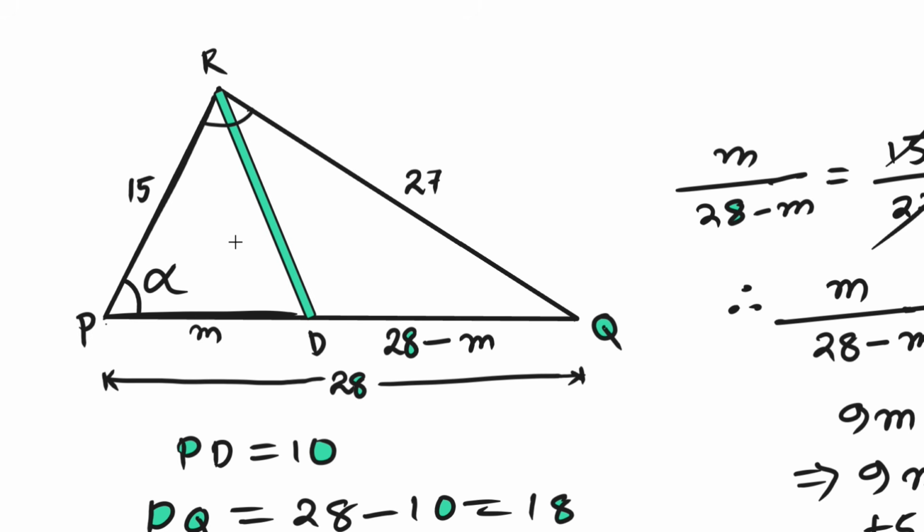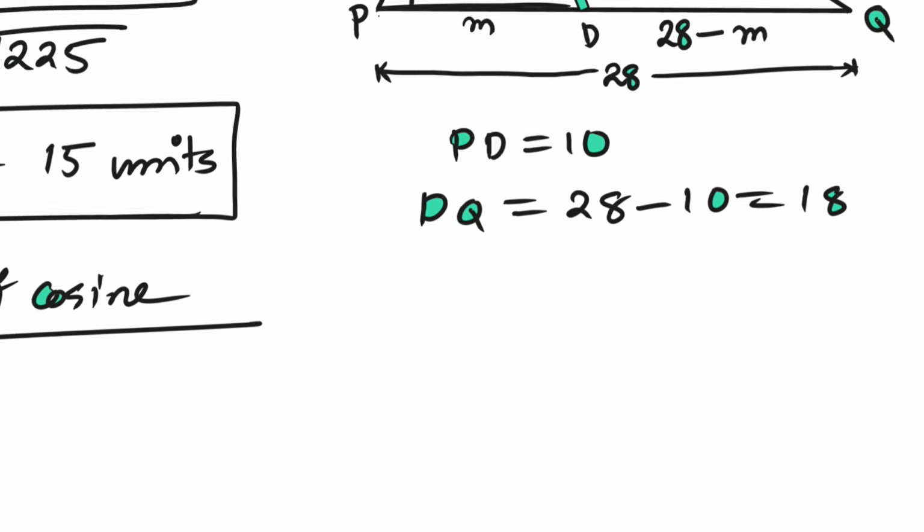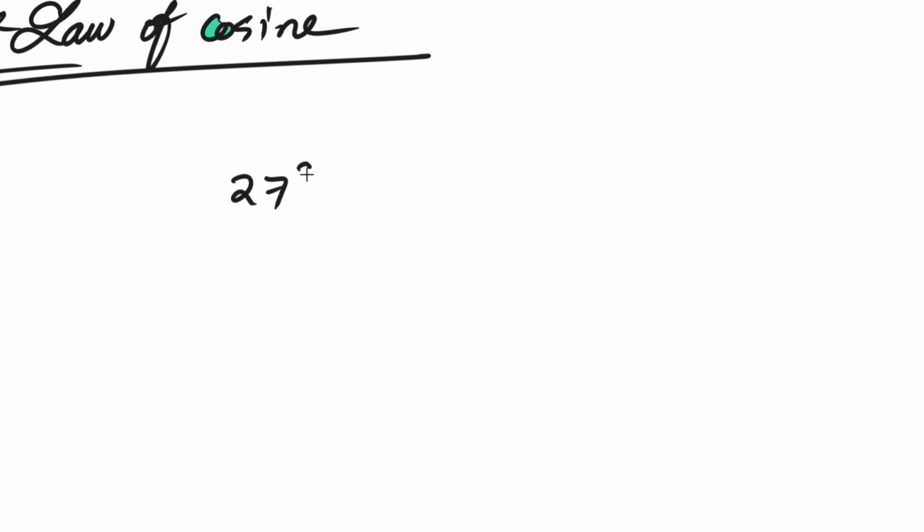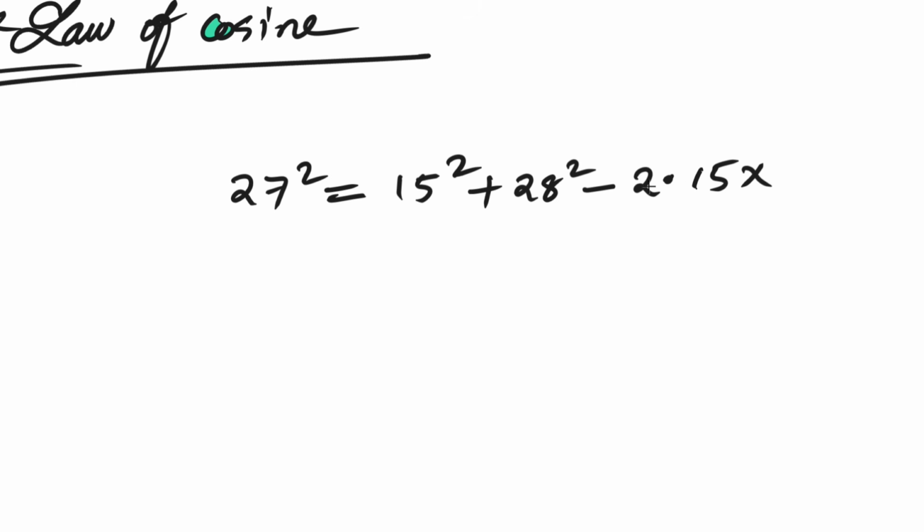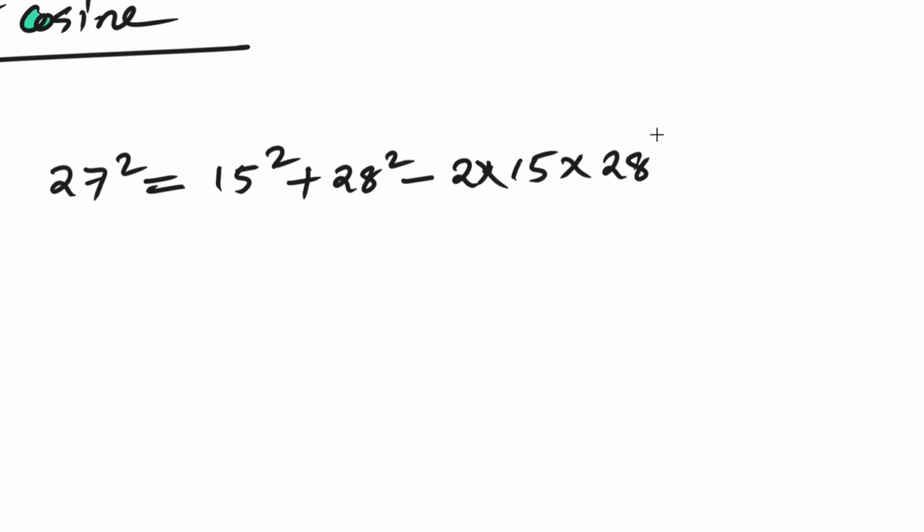In our case, the side opposite angle alpha is QR, which has length 27. The two sides forming angle alpha are PR, which is 15, and PQ, which is 28. Therefore, the law of cosines gives us 27 squared equals 15 squared plus 28 squared minus 2 multiplied by 15, multiplied by 28, multiplied by cosine of alpha.